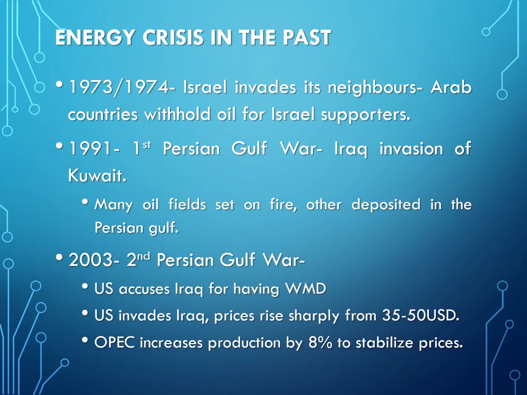Now, in 2003, we had the second Persian Gulf War. This time, the US decided to invade Iraq and to topple the leadership of Iraq under Saddam Hussein. And the US claimed that Saddam was having weapons of mass destruction. After the invasion of Iraq, because of war, the production of oil by Iraq, which is a major oil producing and exporting country, was destabilized. That destabilization of the production of oil made a sharp rise from 35 to 50 US dollars per barrel, which of course was significant in the world market. What OPEC did to solve this problem is that it increased production per day by up to 8%, so that it would stabilize the prices.